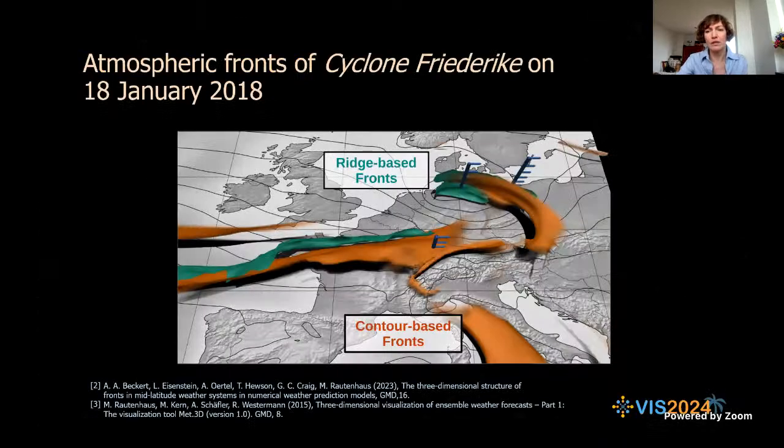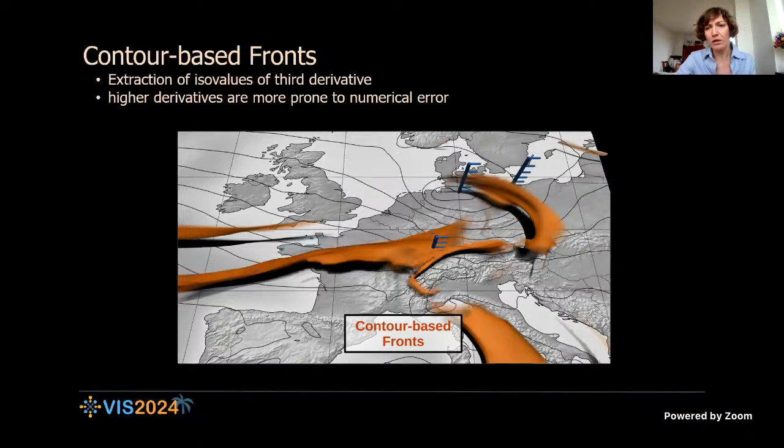We compared our ridge extraction approach with existing contour-based three-dimensional front visualization methods developed by Beckert and colleagues. Therefore, we looked at the frontal system associated with Cyclone Friederike and visualized our results in Met.3D, a three-dimensional visualization software for atmospheric data. The contour-based method extracts zeros of the third derivative and filters them such that only those zeros remain that coincide with the extrema of the second derivative along the warm air side boundary of the frontal zone. So we can expect our fronts to be at the same location as the contour-based fronts.